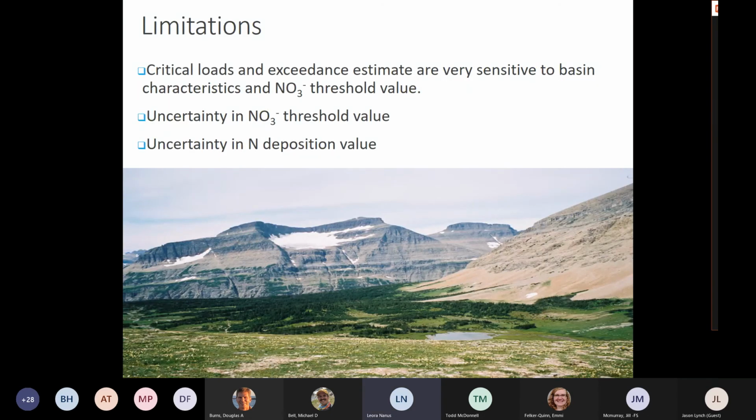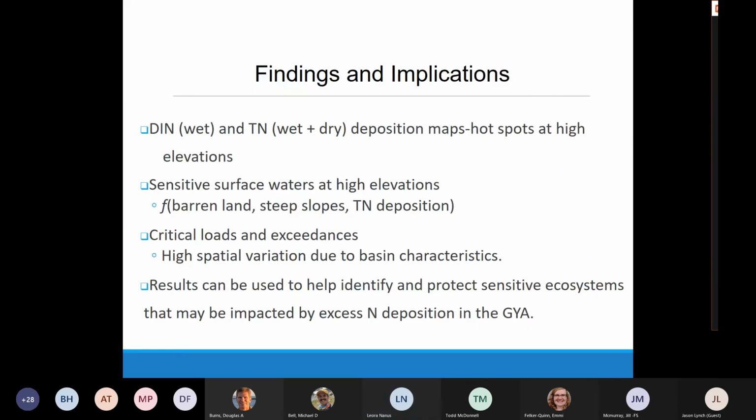Some limitations to this approach: the critical loads and exceedance estimates are very sensitive to basin characteristics and the nitrate threshold value that's used. There's uncertainty in that value and uncertainty in nitrogen deposition value as well. We did find hotspots at high elevations for both inorganic nitrogen and total nitrogen deposition. Sensitive surface waters at high elevations are a function of barren land, steep slopes, and total nitrogen deposition. We found high spatial variation due to differences in basin characteristics. And these results can be used to help identify and protect sensitive ecosystems that may be impacted by excess nitrogen deposition in the GYA.